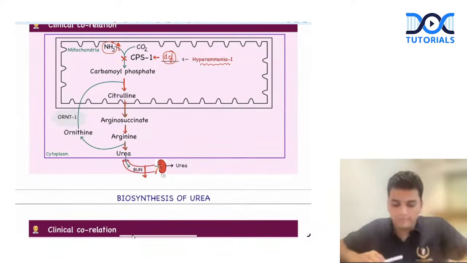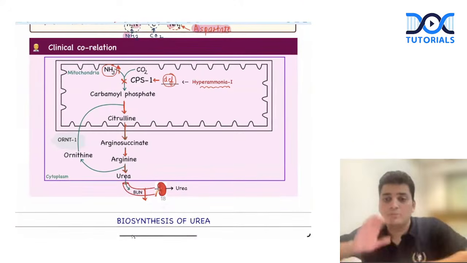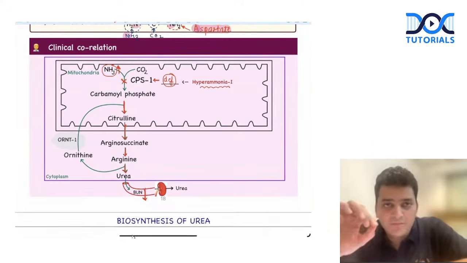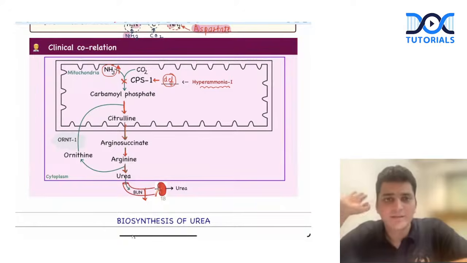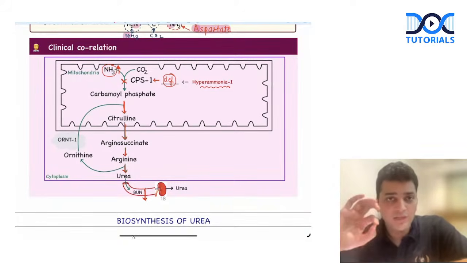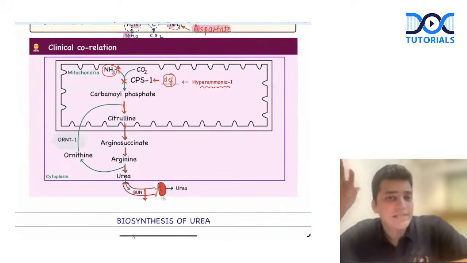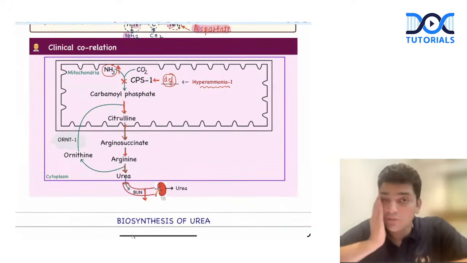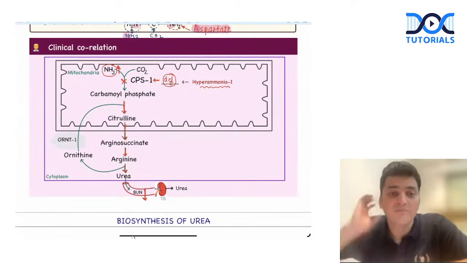So in any MCQ of biochem or pediatrics, if they say ammonia is more and the urea is less, it means the urea cycle is not happening. It's a urea cycle disorder. If the ammonia is more and urea is less, it's a urea cycle disorder. If the first enzyme is not there, it is called hyperammonia type 1.